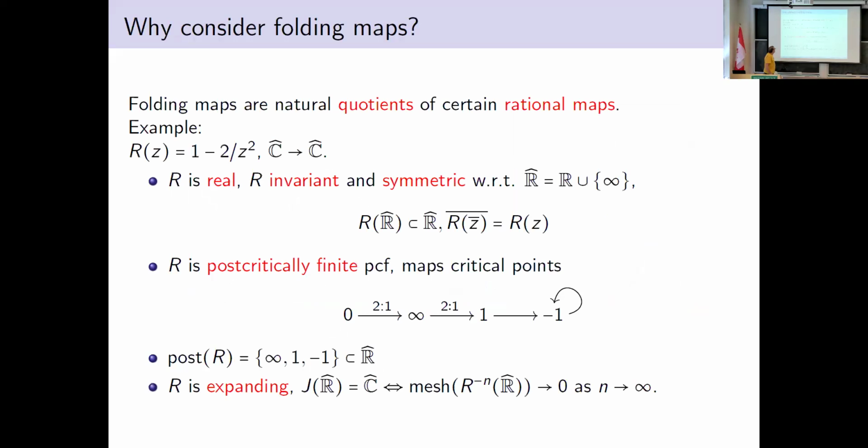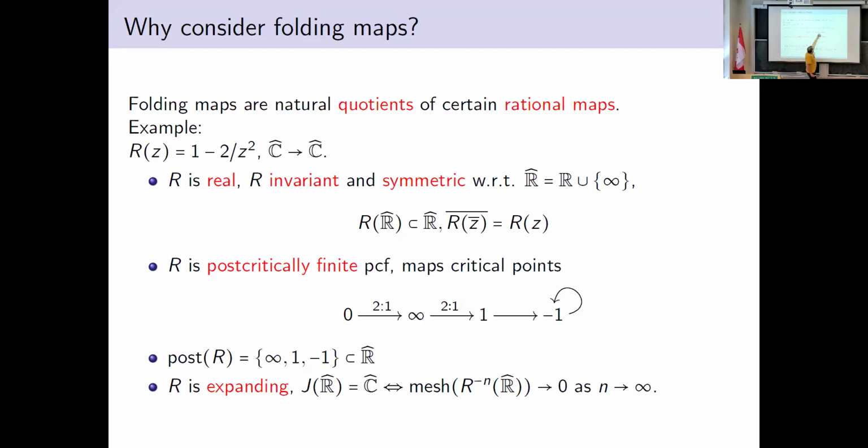Okay, and so, why do I actually care about folding maps? Well, one thing is that they're sort of 2-dimensional generalizations of tent-type maps, right? But I really care about this because I think of them as quotients of certain rational maps. Okay, so here's an example: 1 minus 2 over z squared. It's just a rational map, and it's a real rational map, so the coefficients are real numbers.